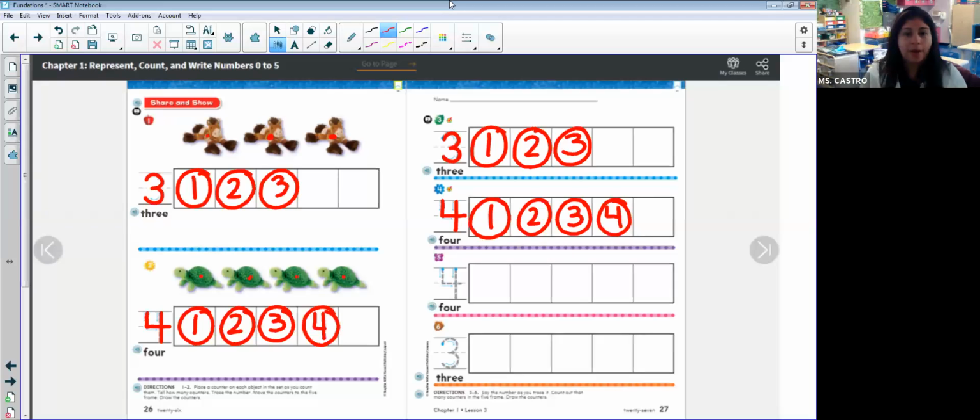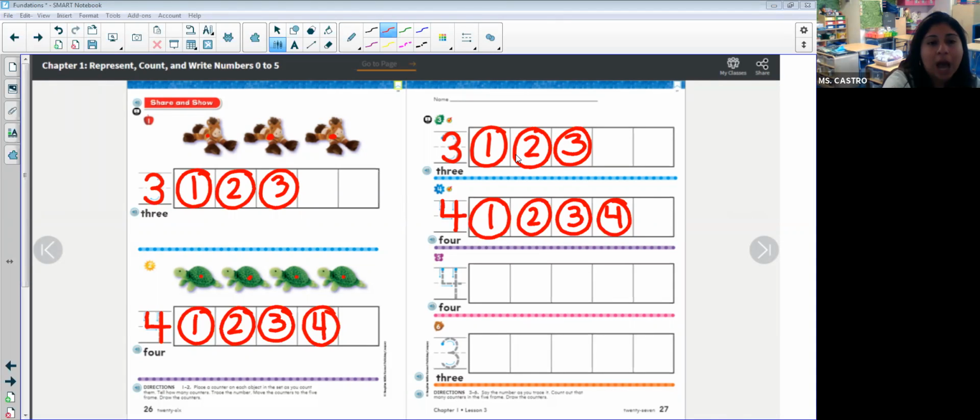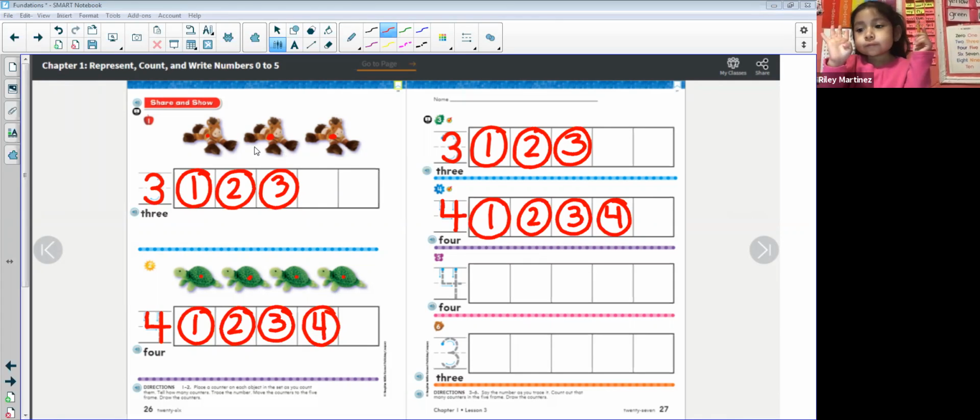Next question, the purple butterfly with the number 5. Who can tell us what number that is? Riley, go ahead, sweetie. Unmute yourself and share with us what number is that? 4. Very good, Riley. So, Riley, if we have the number 4, how many circles do we draw in the 5 frame? 4. Very good, Riley.